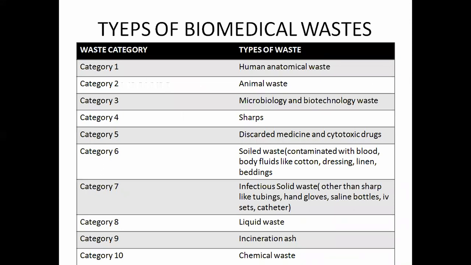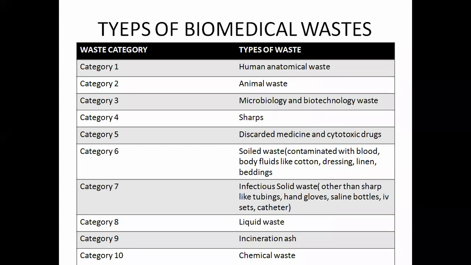Category number 1 is human anatomical waste. It may be parts of organs, any organs, any tissues. Then second is animal waste, maybe due to research or from the lab. Category number 3 is microbiology and biotechnology waste, all these lab works, blood products, and so on.